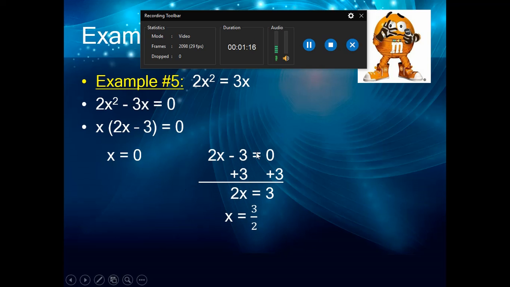I'm going to set that equal to 0. We'll add 3 to each side first, and then we'll go through and divide by 2. So we have an answer of x equals 3 halves. So our roots are at 0 and 3 halves.